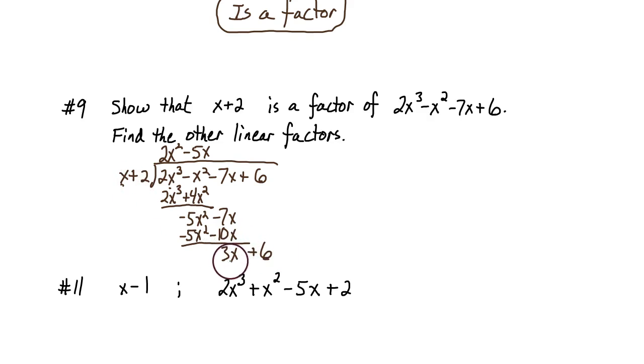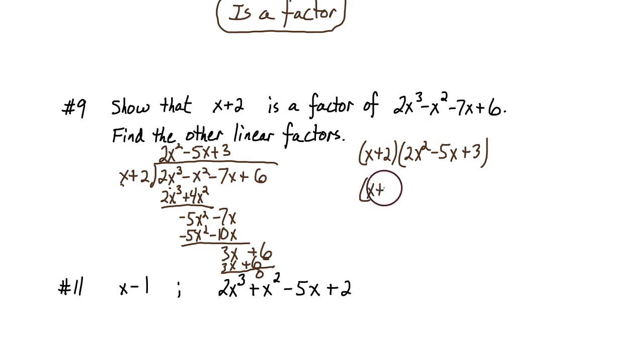X times what makes 3x? We need a positive 3. 3 times x is 3x, and 3 times 2 is positive 6. Notice when you subtract, you do get 0. That tells us that x plus 2 is a factor of the polynomial. What we have just figured out is that our polynomial can factor into x plus 2 times 2x squared minus 5x plus 3. Now we can factor this trinomial using FOIL.